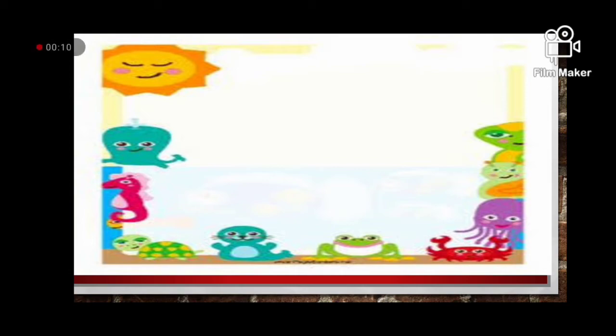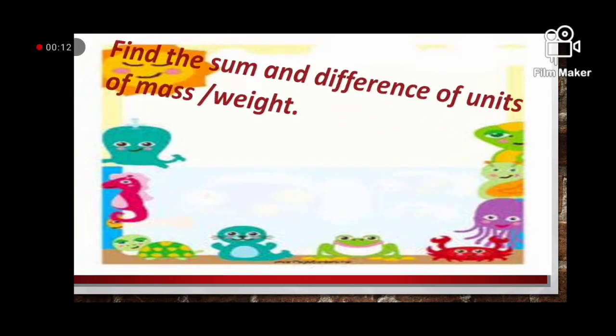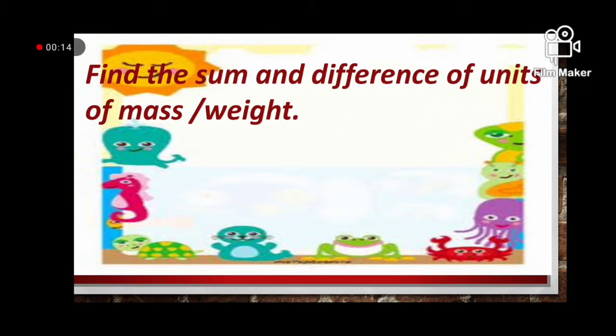Now let's move to the next topic of today's lecture, that is addition and subtraction of the units of weight or mass. Find the sum means add, and the difference means subtract, of units of mass or weight. Sum means add and difference means subtract.